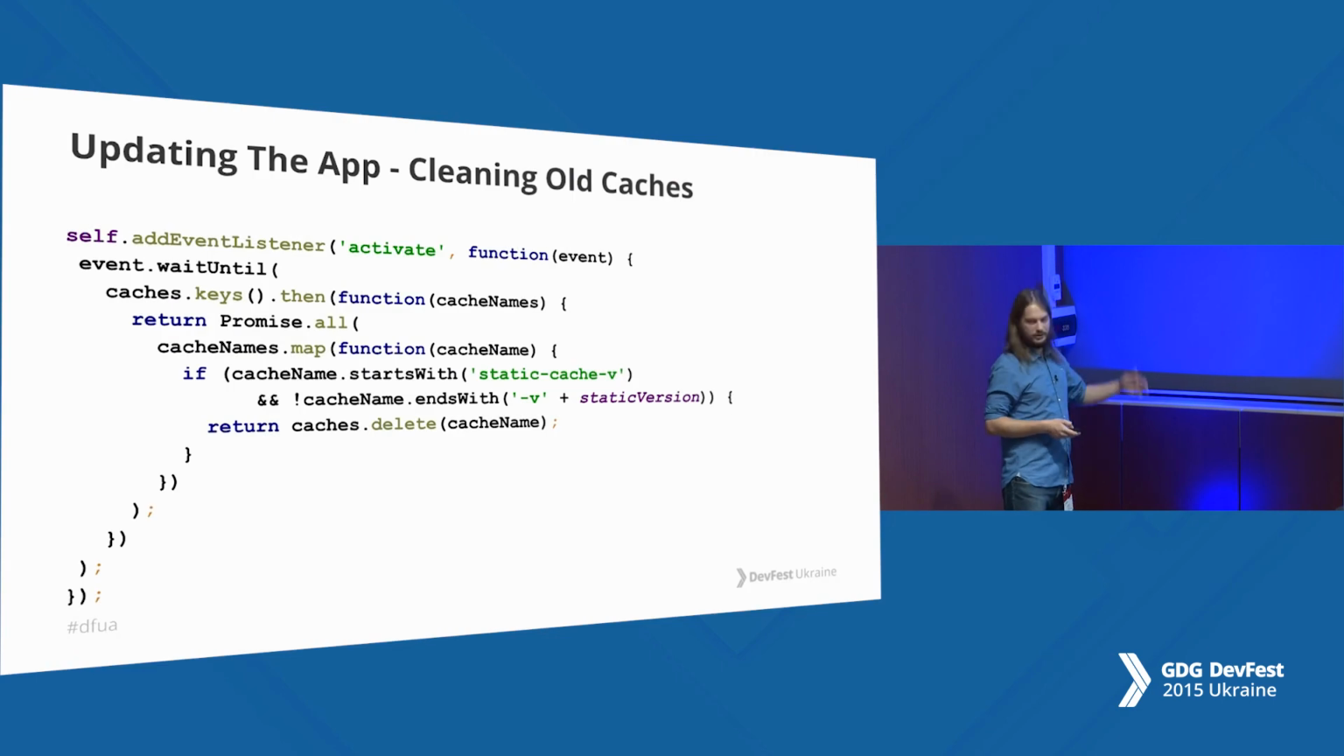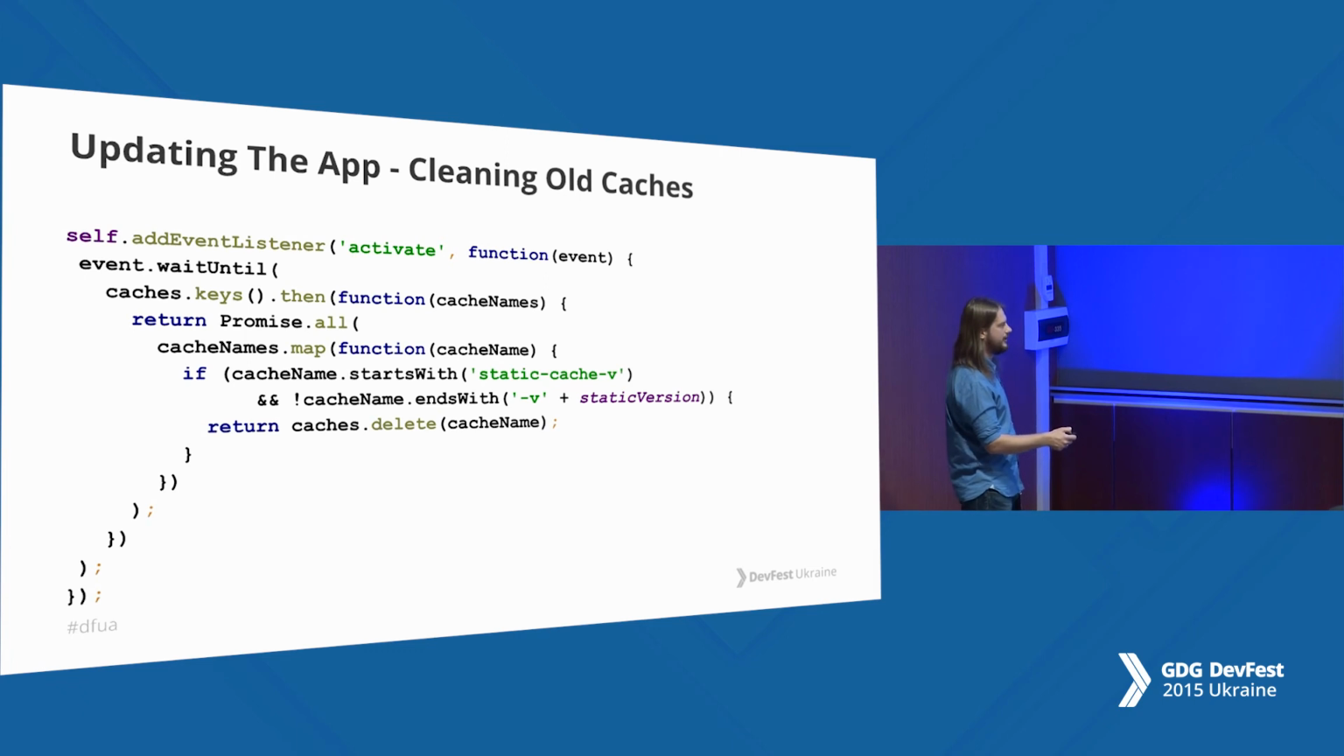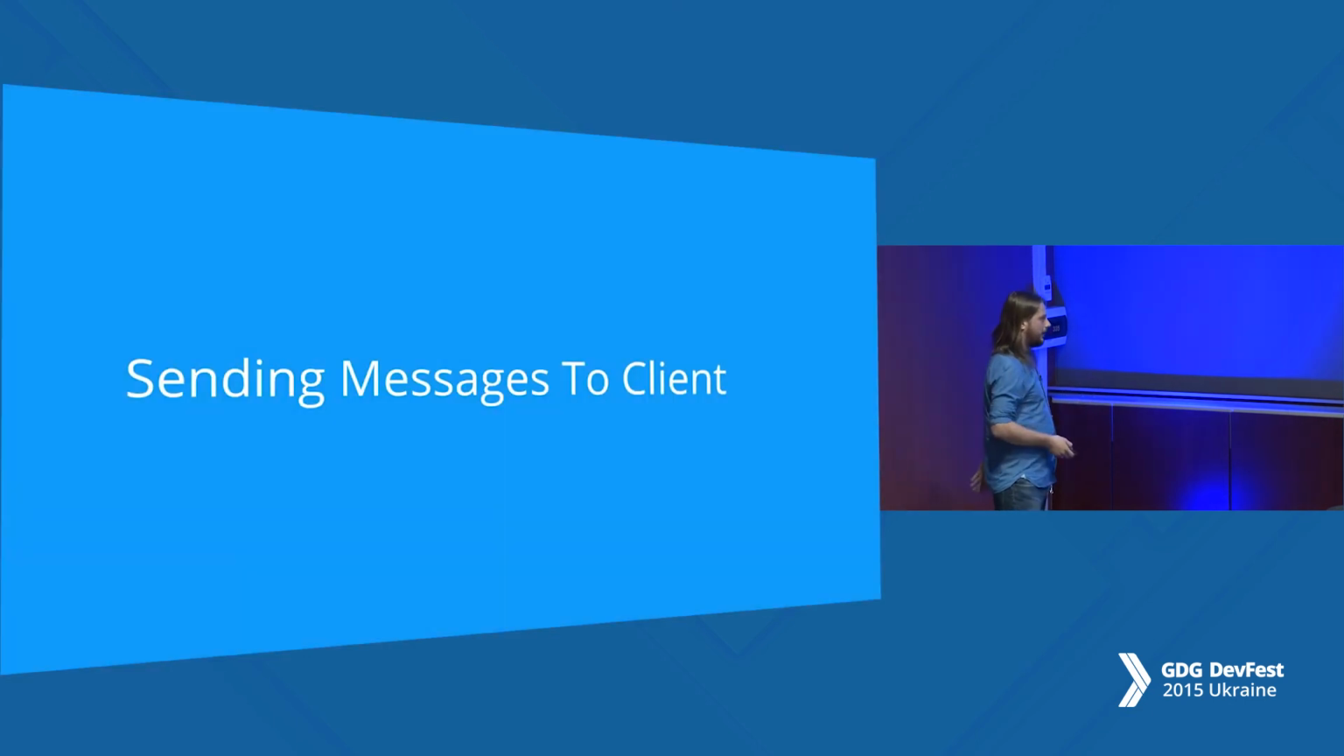But I need to clean old caches, and that's the code that cleans them. It's nothing special, if you've seen previous screens. So we catch the activate event, and we take cache keys. This is all the caches we have, and then we see if our cache name doesn't match the actual version, we just delete this cache. So we create a new cache with every version, and we delete old caches on activate.